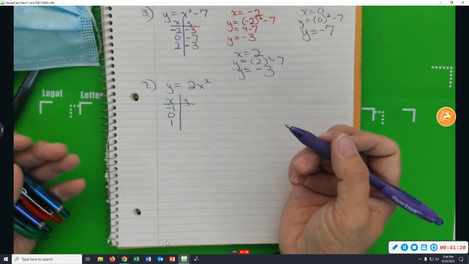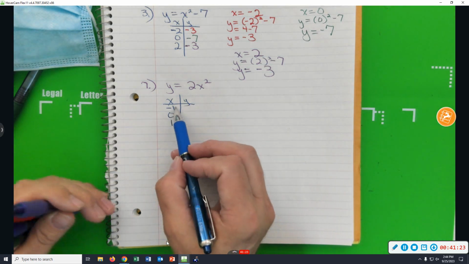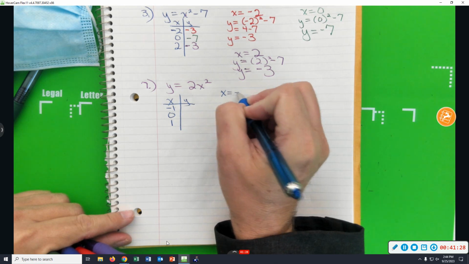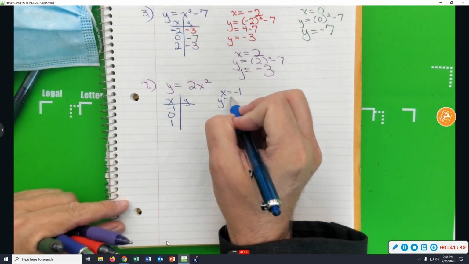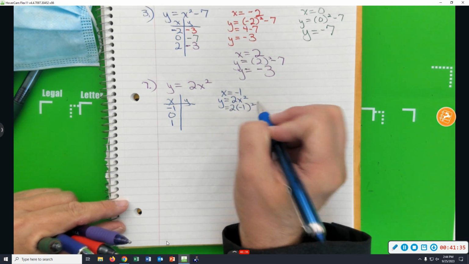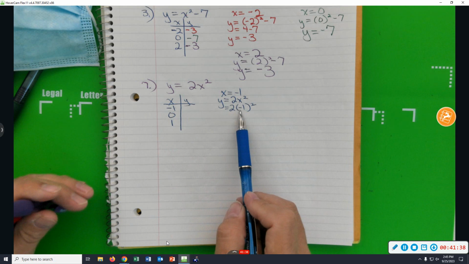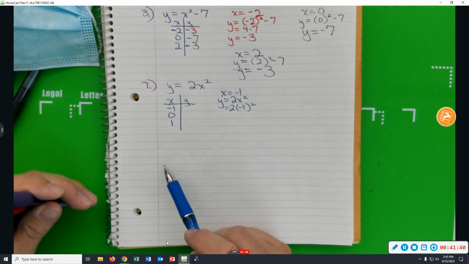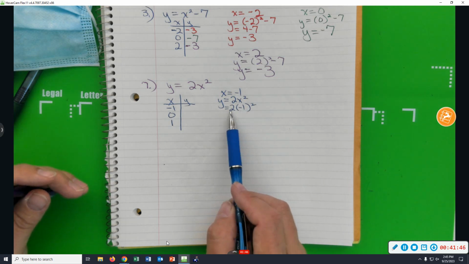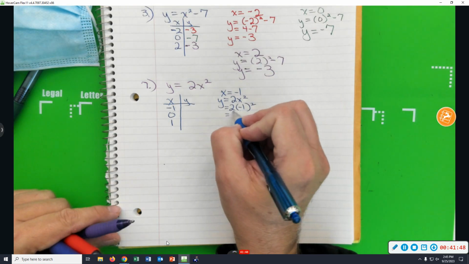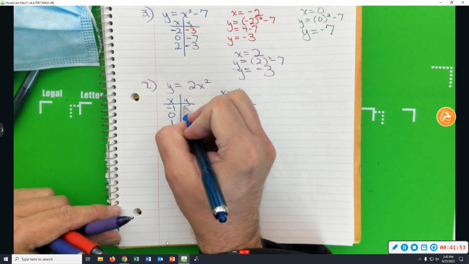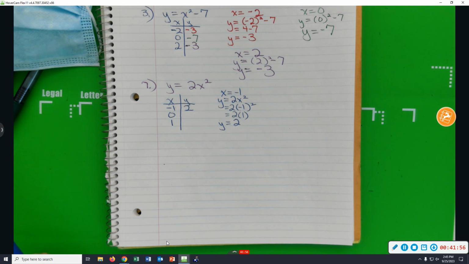Okay, I forgot what I'm doing. Oh, I'm plugging in, okay? First thing we'll do is plug in -1 for X. So we have y equals 2x squared. Replace the x with the -1. What's -1 times -1? Negative times negative is positive. 1 times 1 is 1, so we have a 2 times +1. What's that giving us? A y value of 2. So the first ordered pair we got is -1, 2.